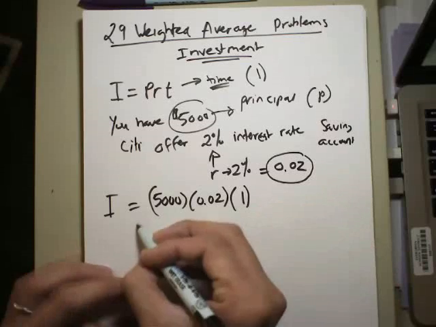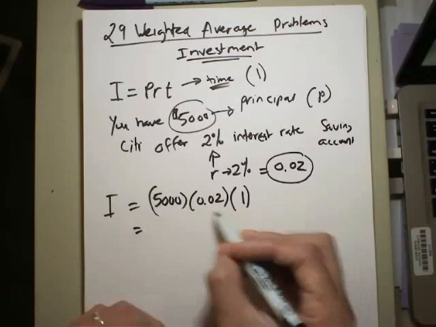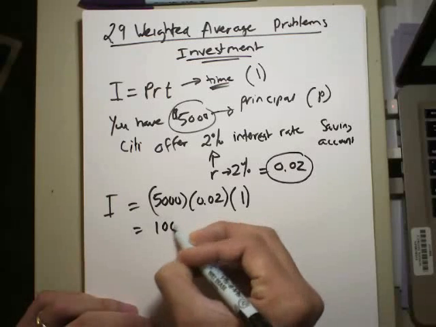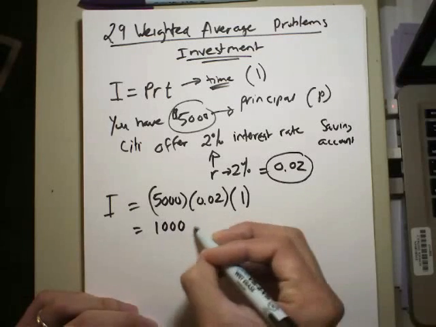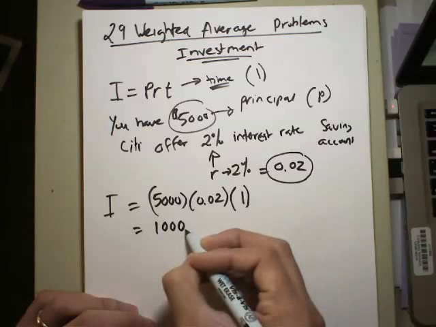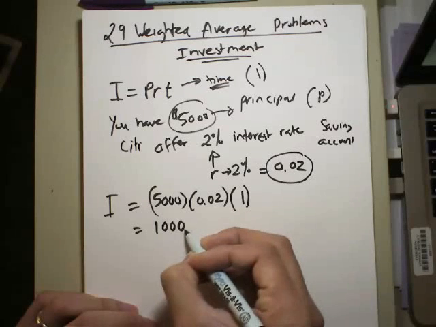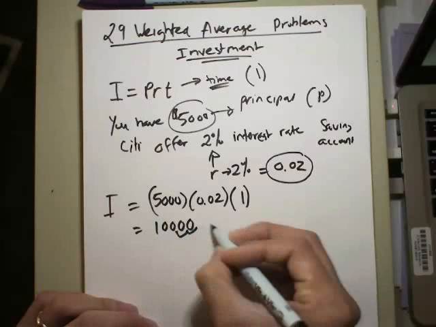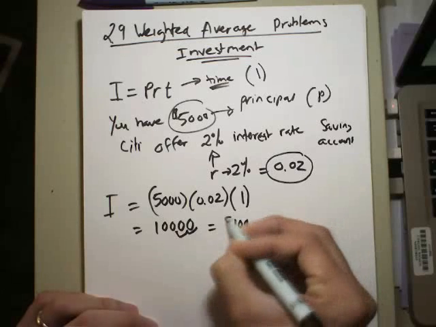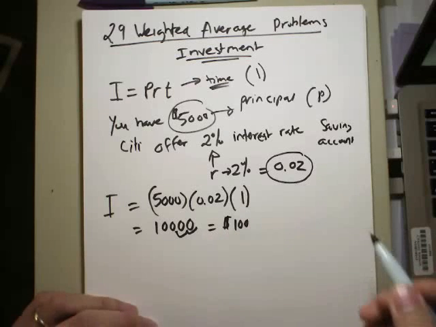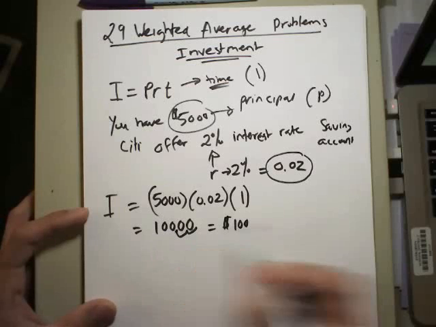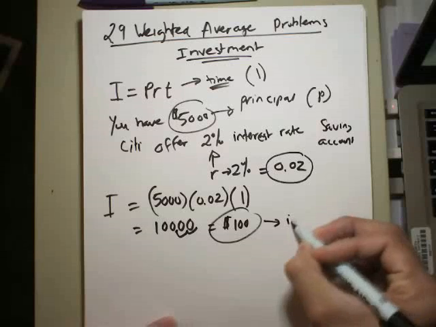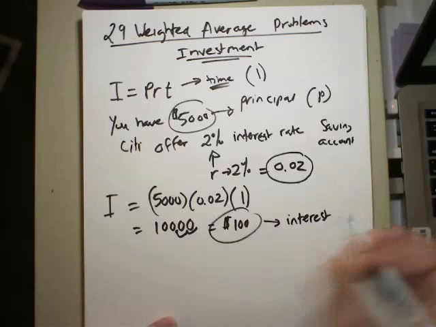So it's just 1. So 5,000 times 2, and of course, you need to move your 2 places back. Yeah, 2 places back, which means you're going to have $100 as your interest. 5,000 times 0.02 will give you 100. You can go and certainly check that. And this 100 right here would be your interest after 1 year.